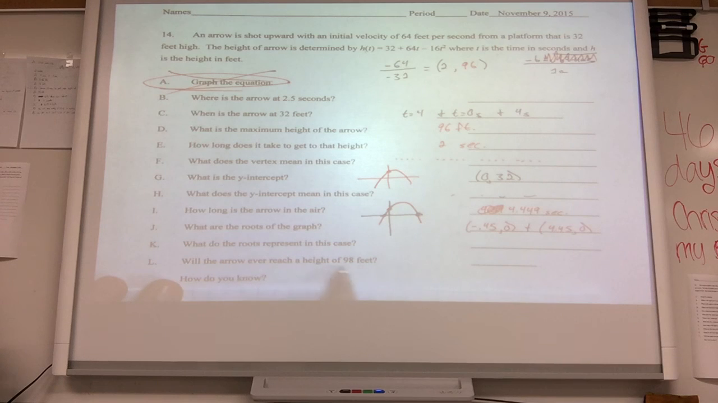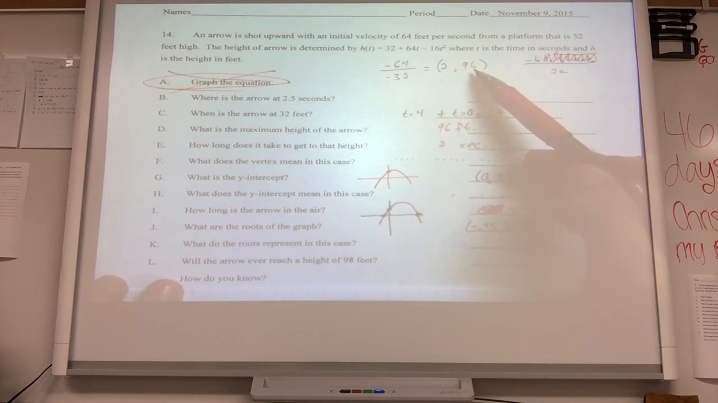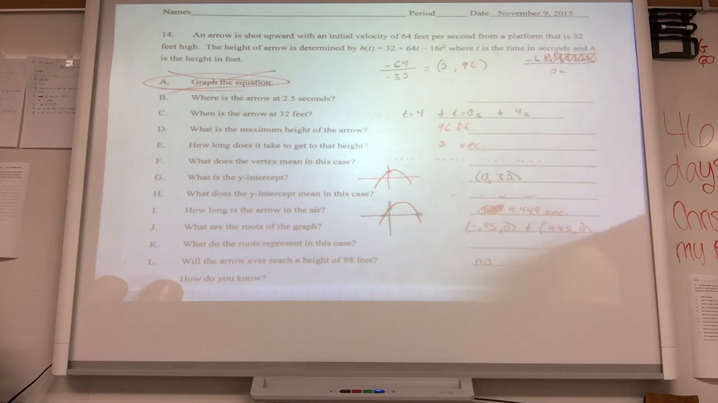Will the arrow ever reach a maximum height of 98 feet? Well, we found that the maximum height, because the vertex is either a maximum or minimum, was 96 feet. So, no. The vertex shows that the maximum height is only going to be 96 feet, and it can't reach 98.